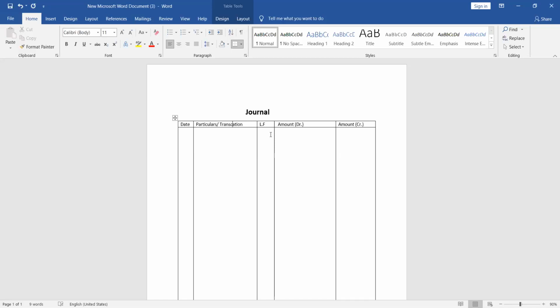And whenever the auditor or any accountant or taxation department checks your accounts, they also can identify very easily whatever you have done. It can be examined very easily. It can be audited very easily. So ledger folio is the column for the page number.